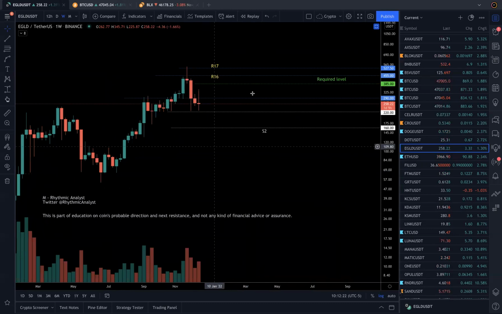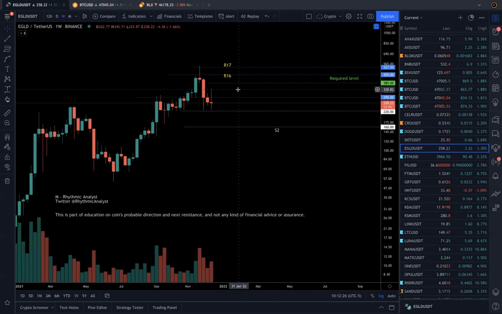Did it break above the required level? Answer is no. Answer is no. So is it a lesson? Yeah, a lesson for those who thought that EGLD is amazing. The coin is amazing, why not? But the point is, it didn't pass my test, so it is here now, right? It is here now. This is evidence, okay?